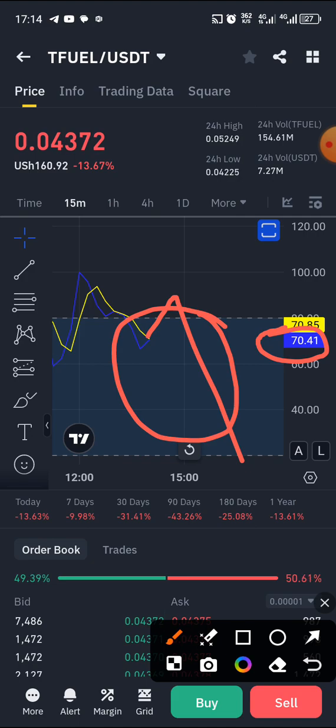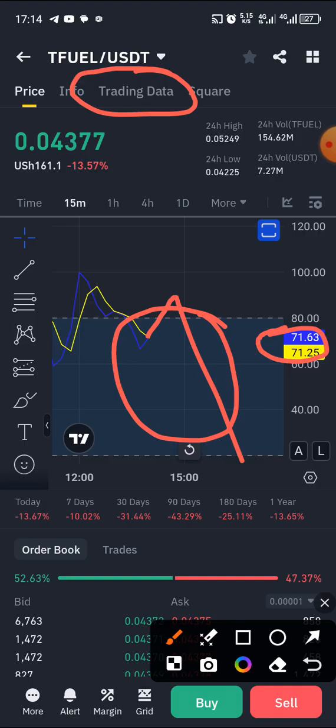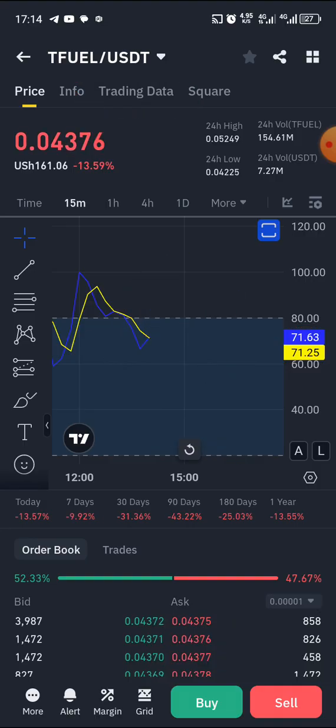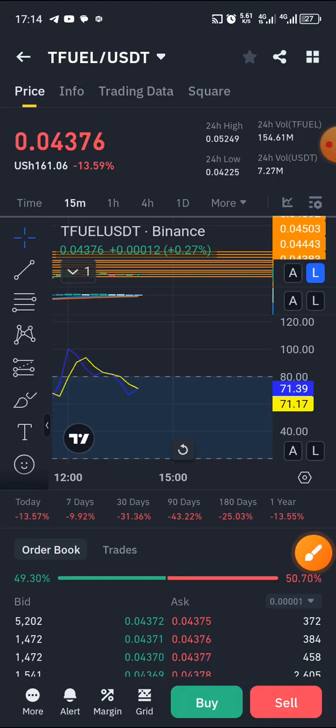So make a choice. When do you want to buy? Depending on the trading data and the indicators we all know. Okay?